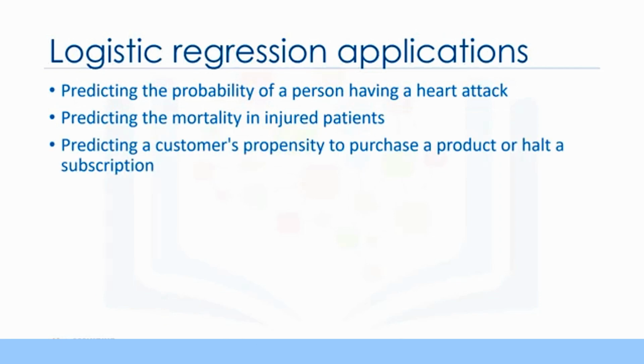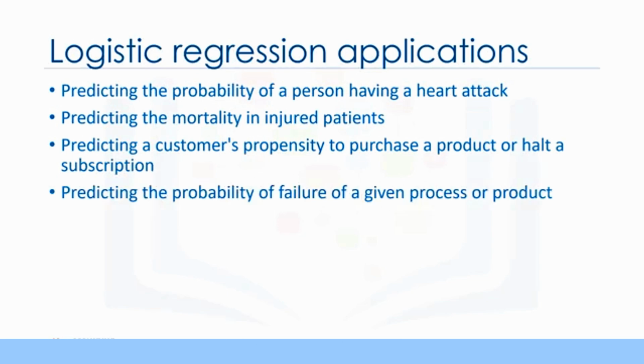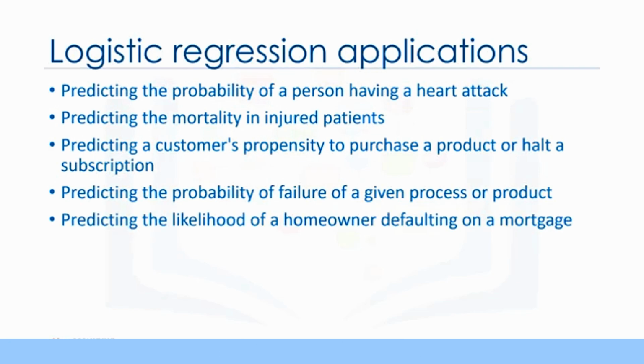In a marketing context, we can use it to predict the likelihood of a customer purchasing a product or halting a subscription, as we've done in our churn example. We can also use logistic regression to predict the probability of failure of a given process, system, or product. We can even use it to predict the likelihood of a homeowner defaulting on a mortgage. These are all good examples of problems that can be solved using logistic regression.